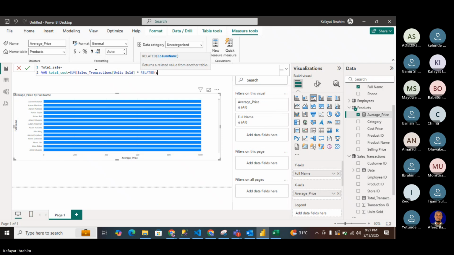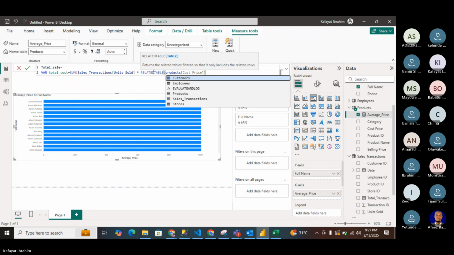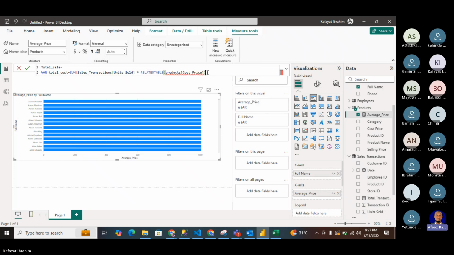Related products. Then close the RELATED. Where is it showing? Let me use the related table then. Okay, I think it's seeing it now. Products.